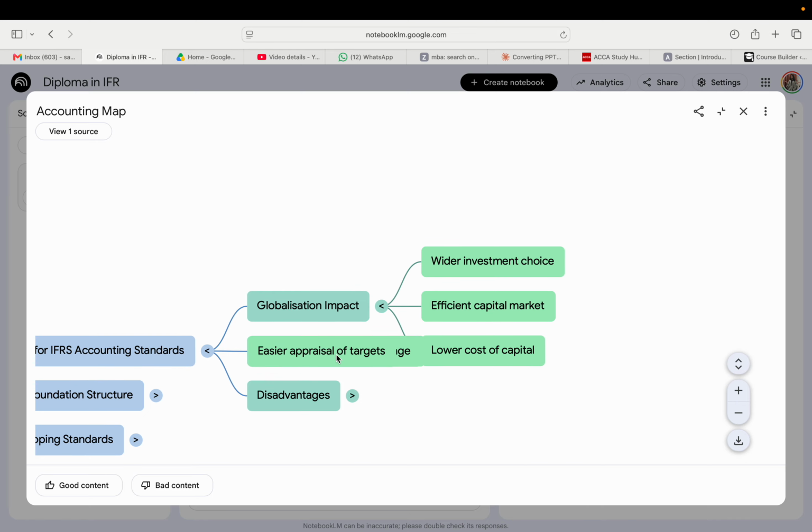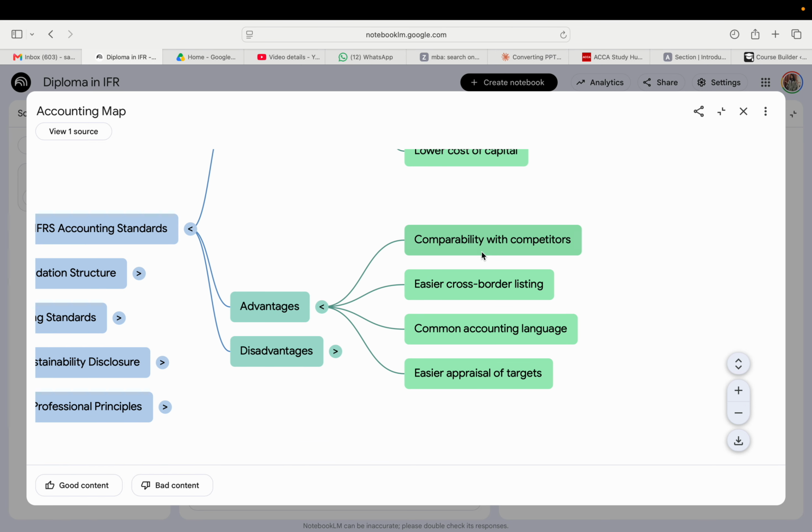Next, advantages of having IFRS standards. Easy to compare among competitors. It is easier for cross-border listing. As I told you, IFRS is now everywhere. It's a common accounting language and it is easier appraisal of targets.